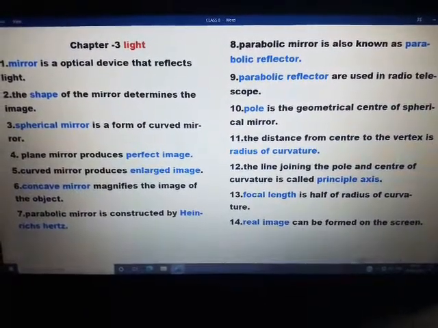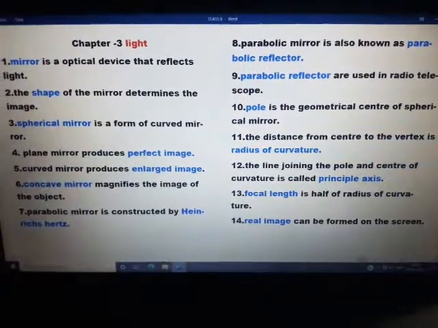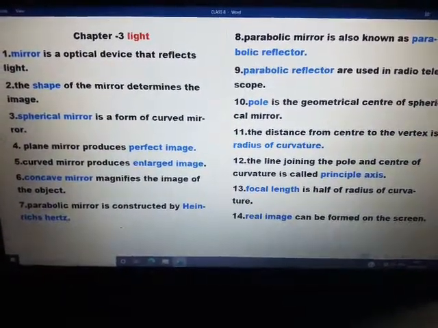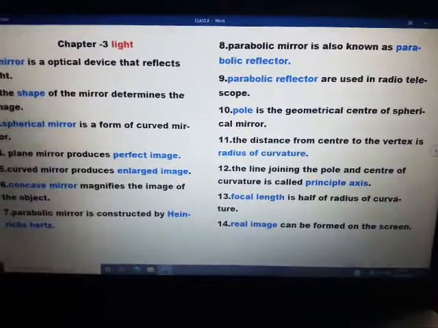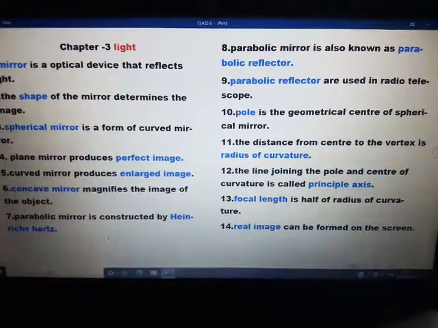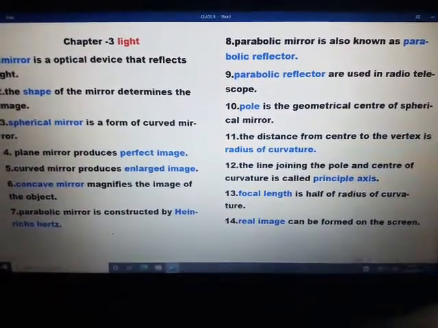Seventh question, parabolic mirror is constructed by dash. Parabolic mirror was constructed by Heinrich Hertz. Eighth question, parabolic mirror is also known as dash. Parabolic mirror is also known as parabolic reflector.